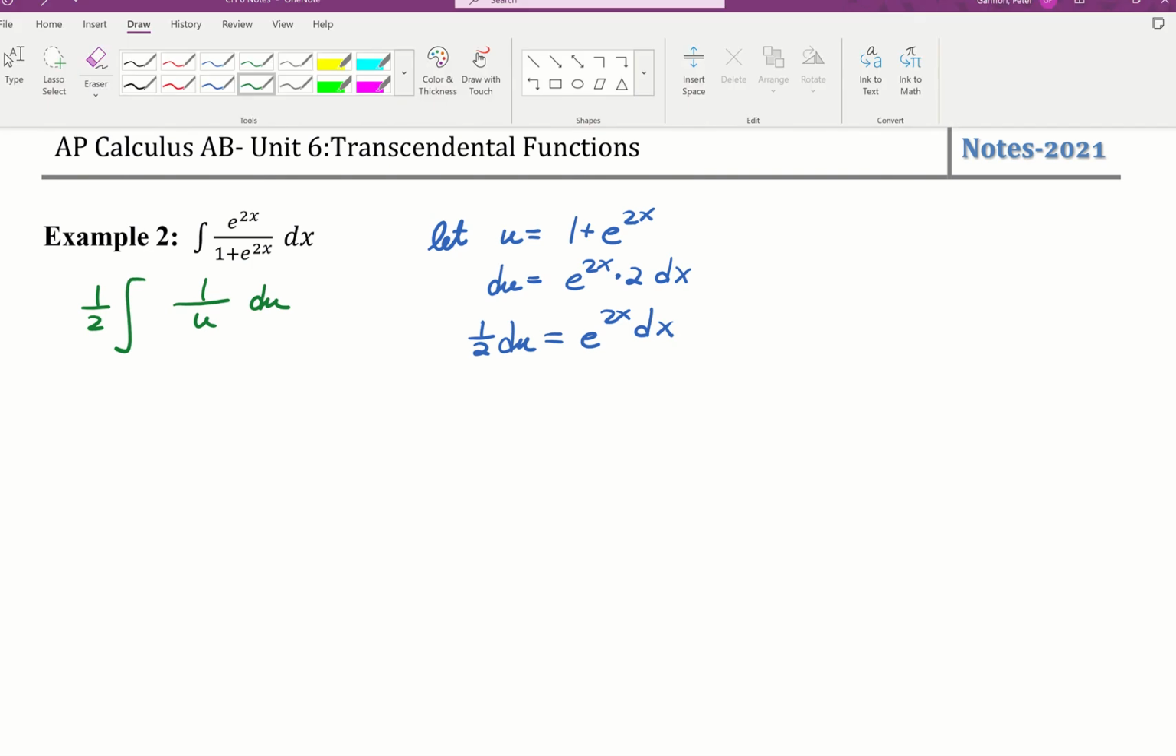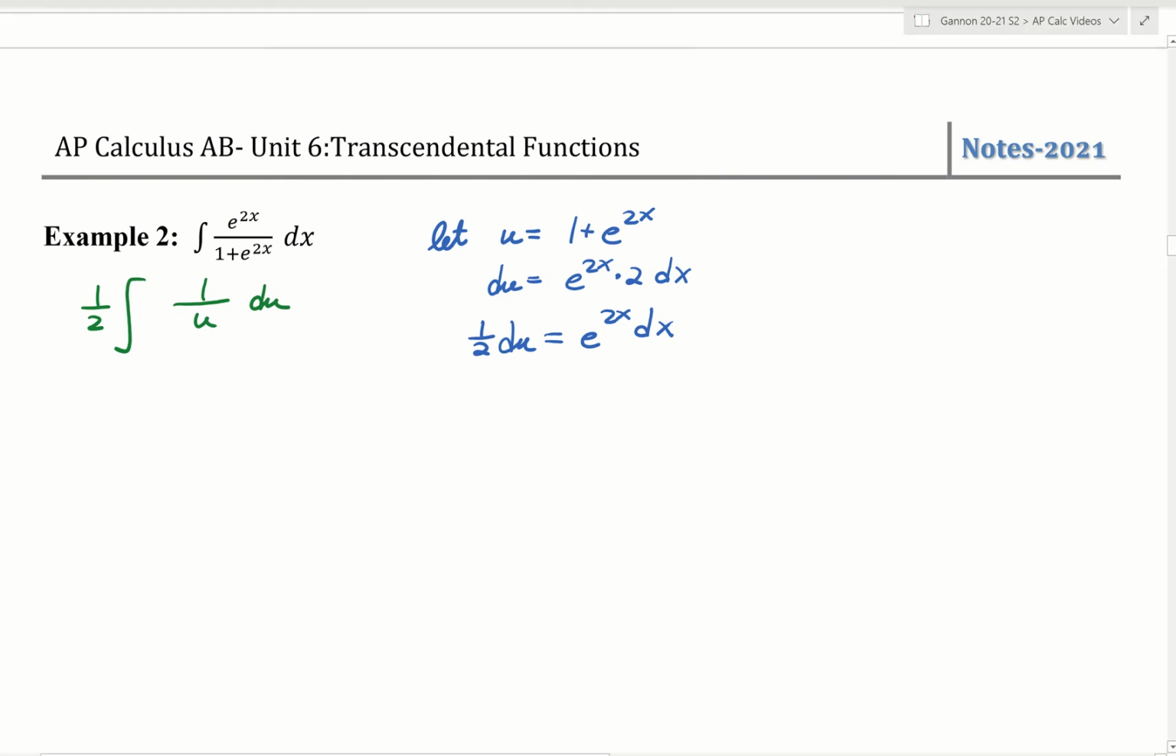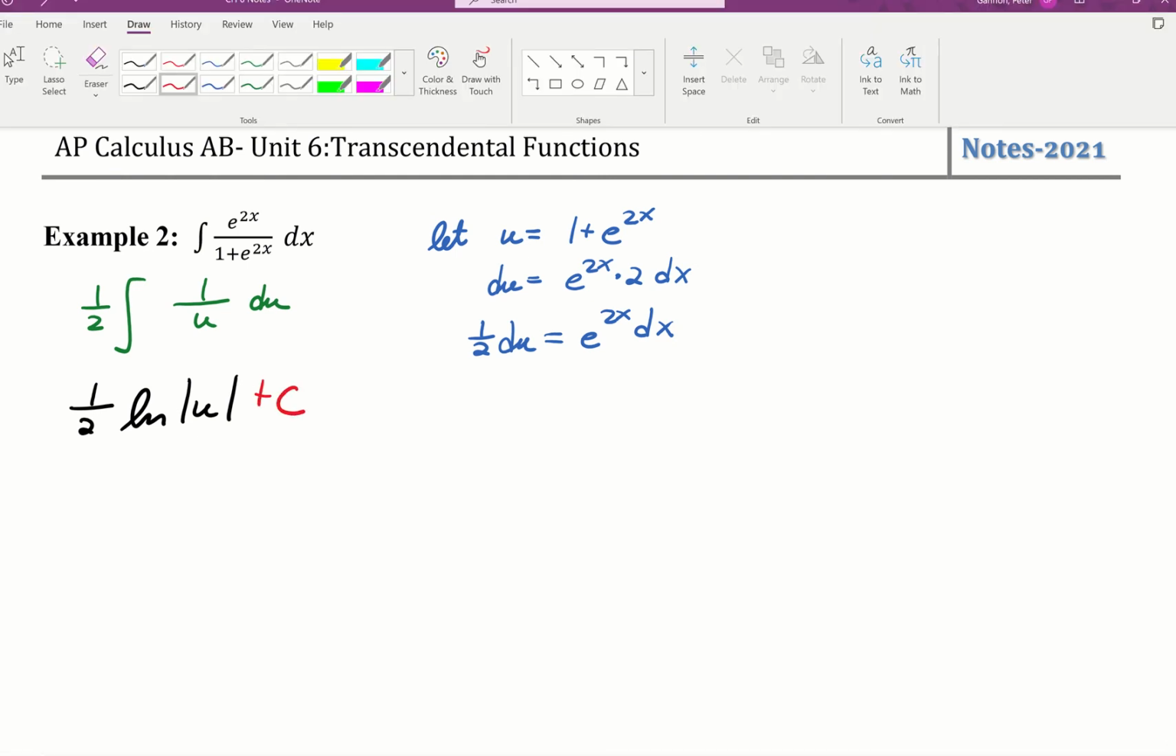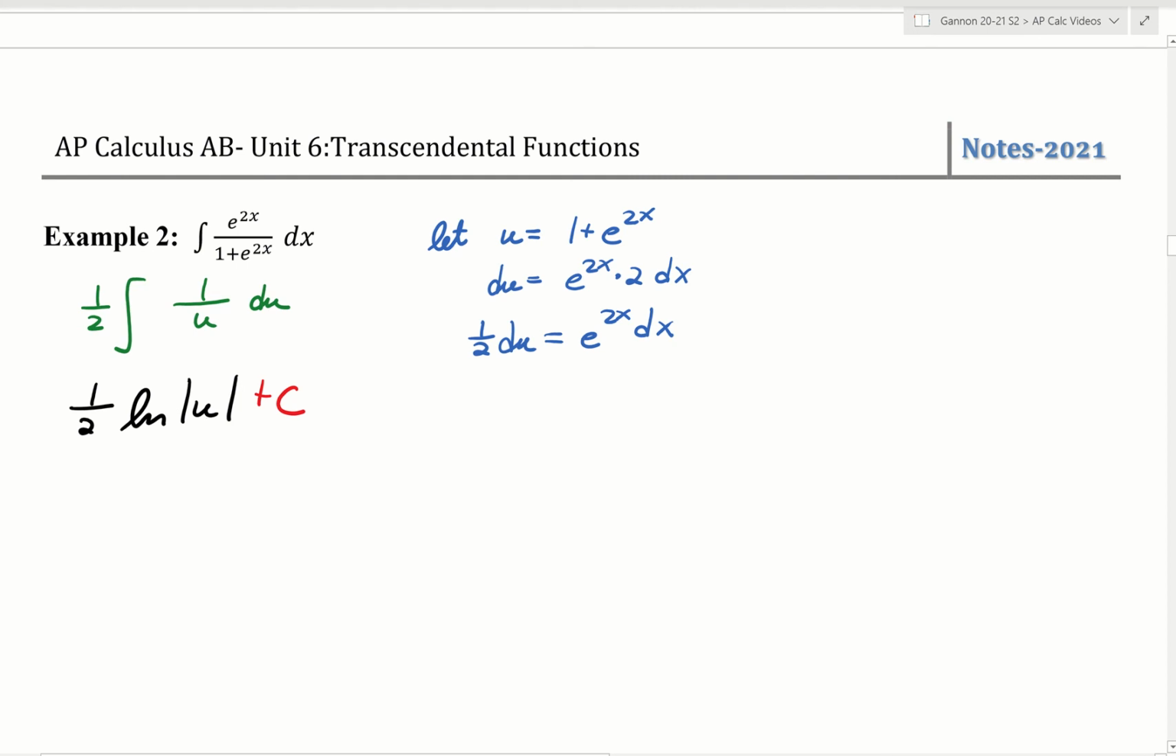All right, now you got to think back to what we talked about in the previous class. How do we take the integral of 1 over u? Well, this is going to be 1/2 the natural log of the absolute value of u, and then plus c. We're going to go ahead at that point and replace u. So we have 1/2 ln of the absolute value of 1 plus e to the 2x plus c.